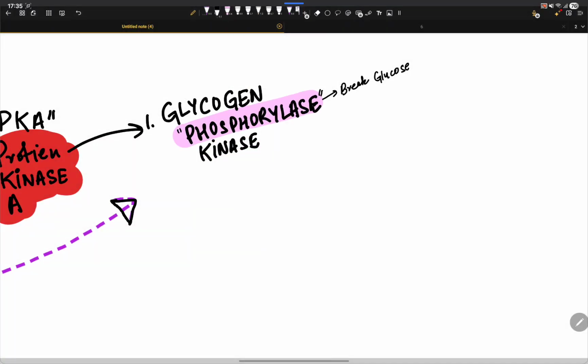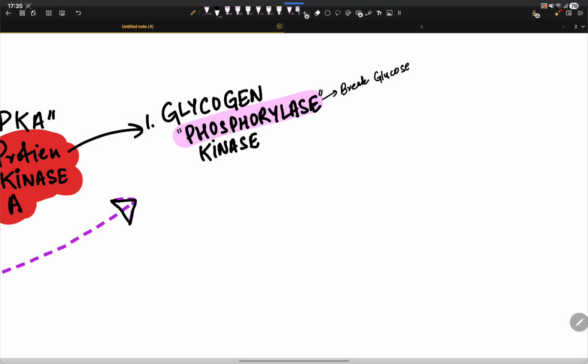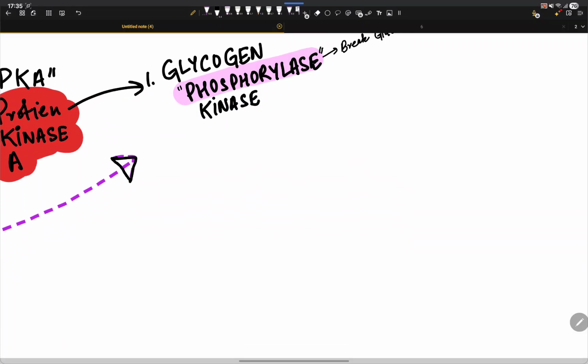What about kinase? Another kinase we have here. Kinase just puts the phosphate, right? It activates another protein by phosphorylation. Phosphorylation, just adding that phosphate to something, is called phosphorylation, simply. So kinase, that's phosphorylation.